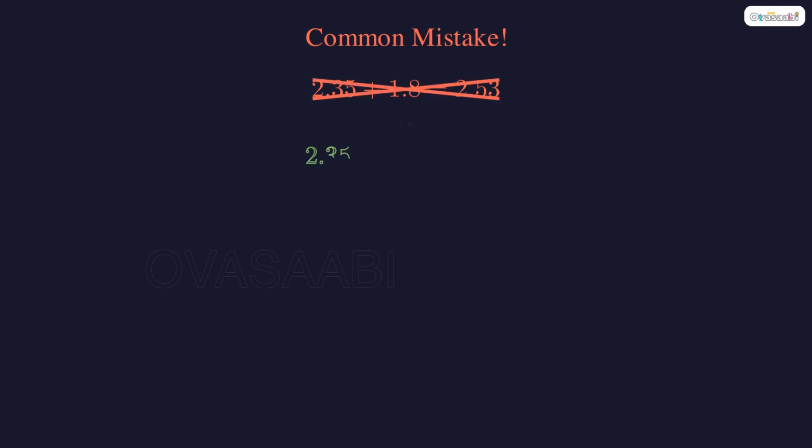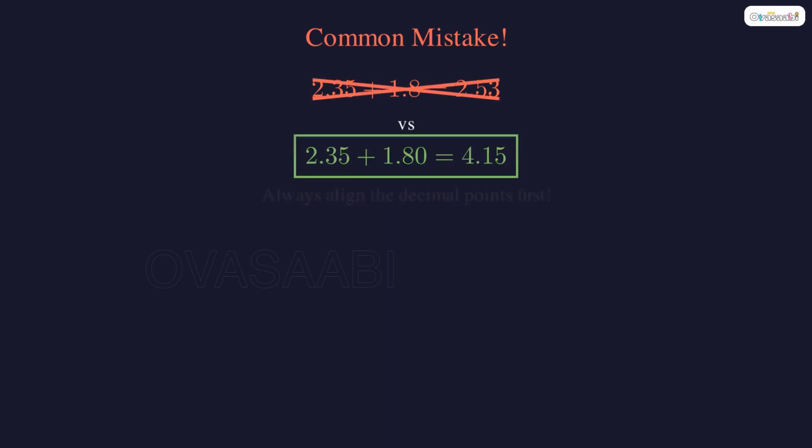Common mistake. Many students add 2.35 plus 1.8 and get 2.53 by lining up the right side. Wrong. Always align the decimal points first.